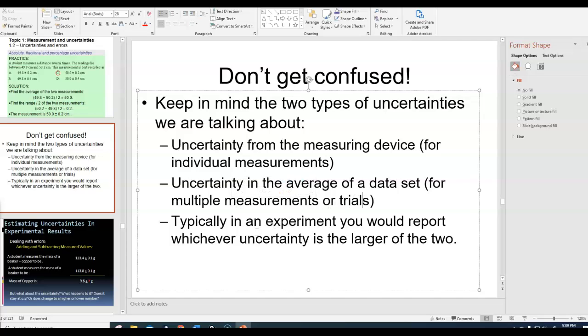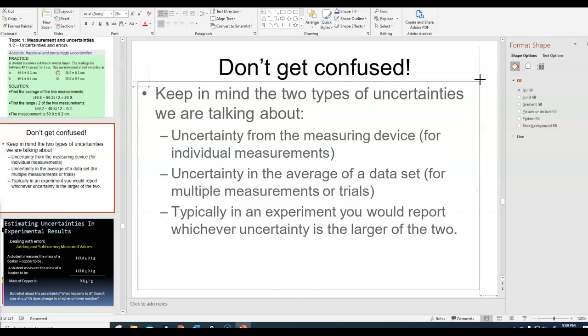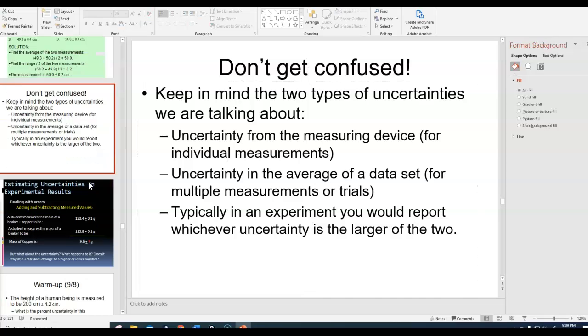What you would typically do if you were writing a lab report, or if you're writing your IA, or if you were doing an experiment, is you would take the two uncertainties, and whichever was the bigger of the two, you would basically use that uncertainty. Those are the two types of uncertainties we talked about. In the last two videos, we talked about the uncertainty in individual measuring devices and how to make those estimations and how to make sure that they're reasonable. And what we just now talked about was the uncertainty in the average of a data set, using the half-range method. So make sure you're familiar with the half-range method.